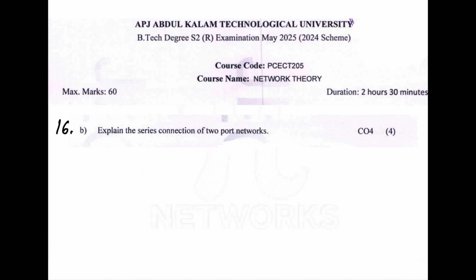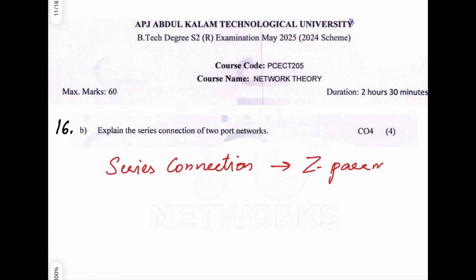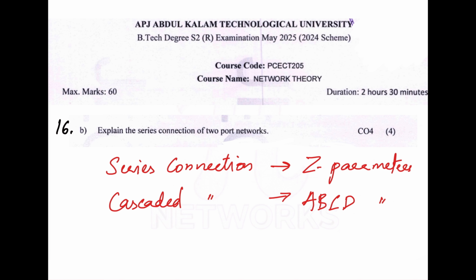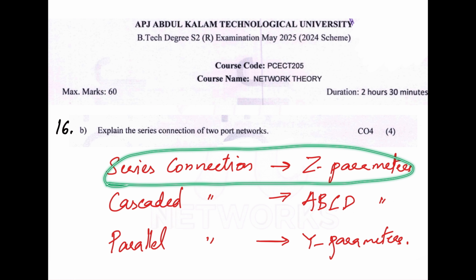So if a question related to the interconnection of two-port networks is asked, you have to keep in mind that if it is a series connection, it is easy to express in Z parameters. If it is a cascaded combination, use A, B, C, D parameters. And if you're asked for a parallel connection, go for Y parameters. In our question it is a series connection, so we will prefer Z parameters.